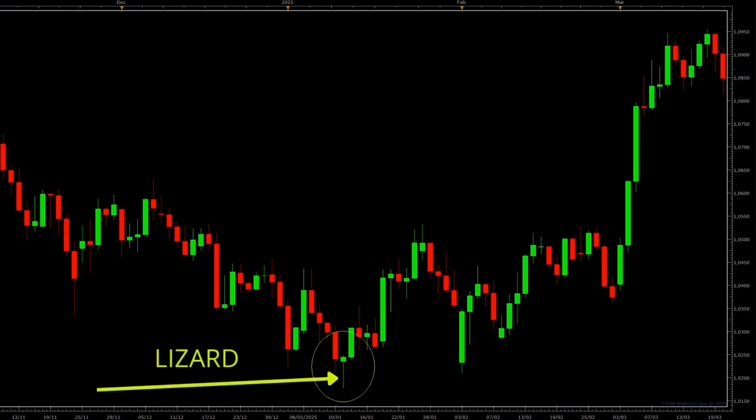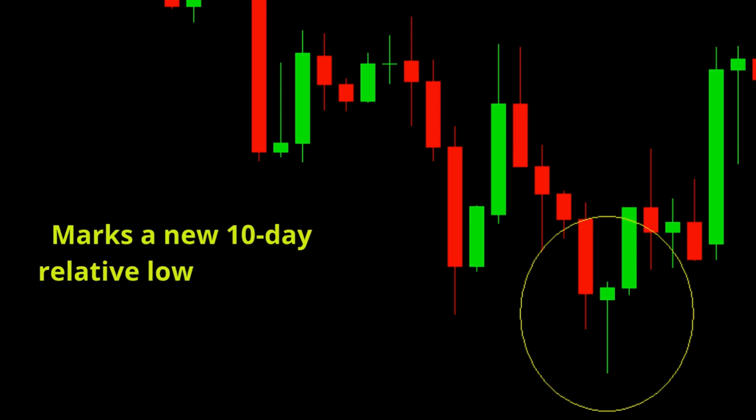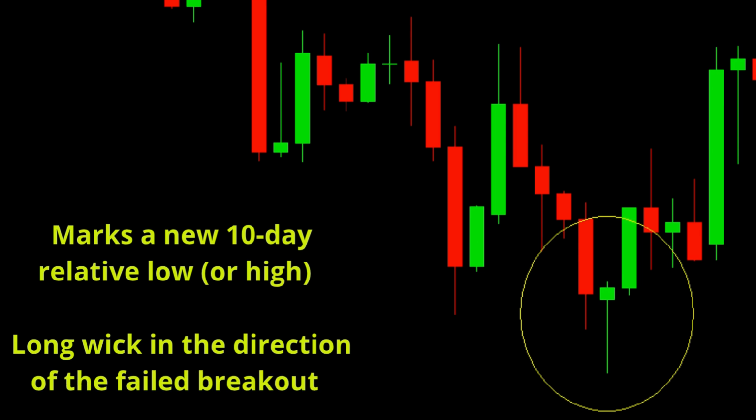All right, let's move from theory to practice and see what a lizard candle looks like on a real chart. In this example, we can see the price was in a downtrend. And right here, pointed out by the arrow, we have a perfect bullish lizard pattern signaling a potential reversal to the upside. Let's zoom in and apply our rules. As you can see, this candle makes a new 10-day low, pushing below the recent price action. Notice the very long lower wick. This tells us that sellers attempted to drive the price down, but faced massive buying pressure that rejected the breakout and pushed the price back up.